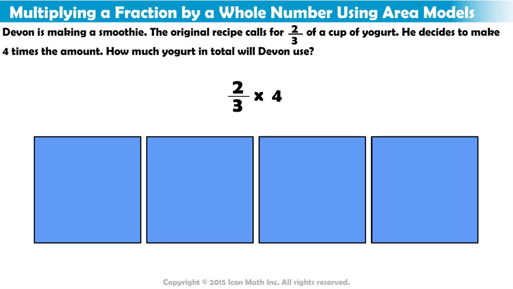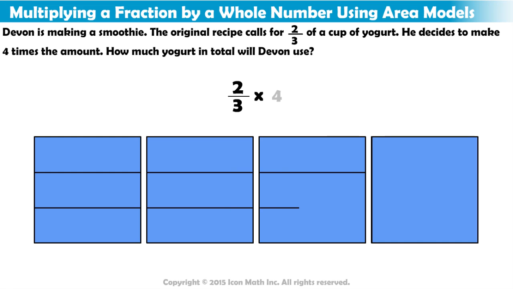Now, let's look at the other factor, 2/3. To represent this factor, we must shade 2/3 of every square. How much is 2/3 of a square? A square is a whole. So, we can divide each square into 3 equal parts by drawing 2 additional horizontal lines.